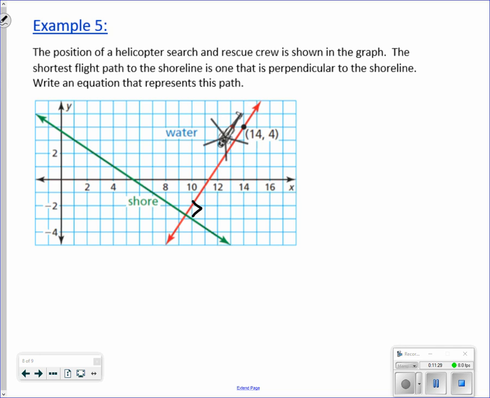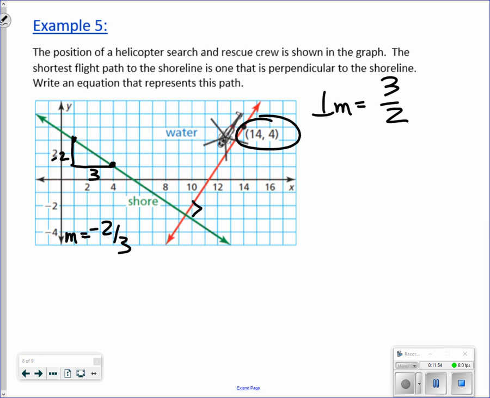So let's first find the slope of the shore. So here's one point on the shore, and here's another point on the shore. So it goes down 2, to the right 3. So the slope of the shore is negative 2/3. So then what must the slope that's perpendicular be? Positive 3/2.